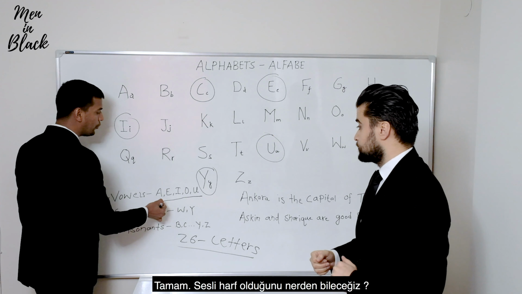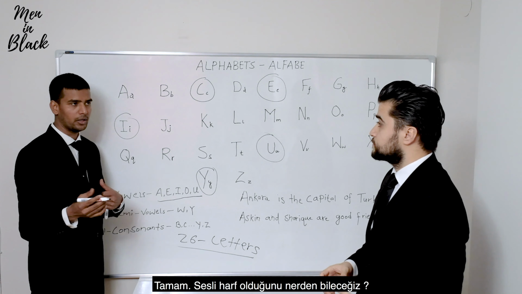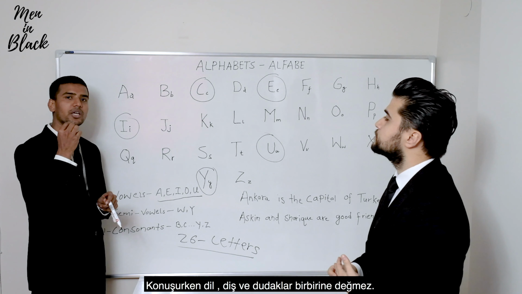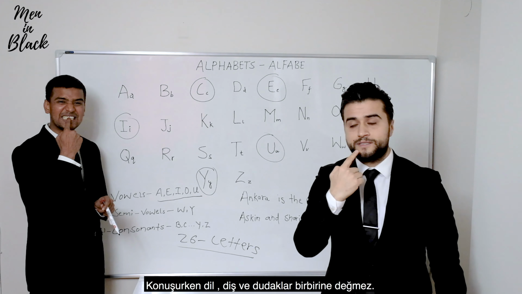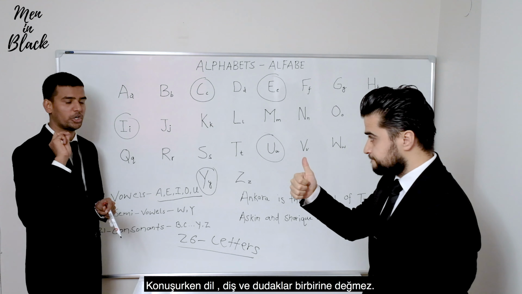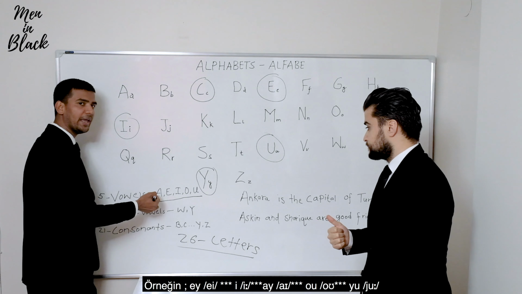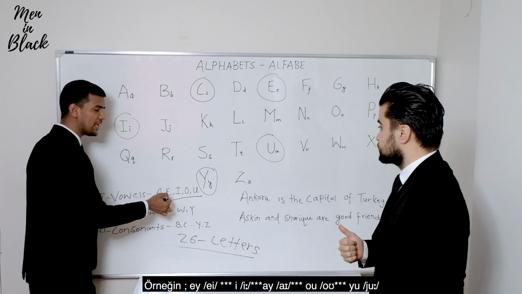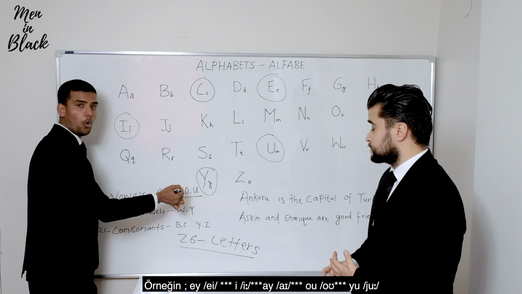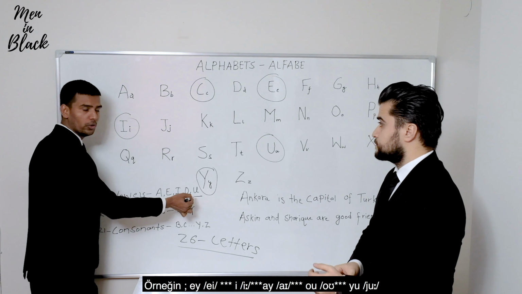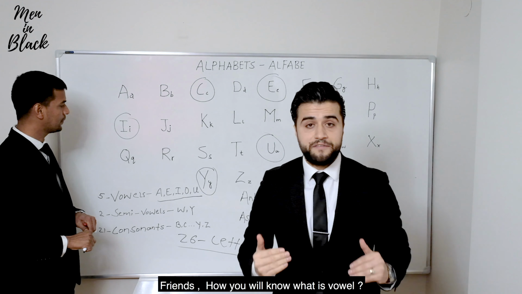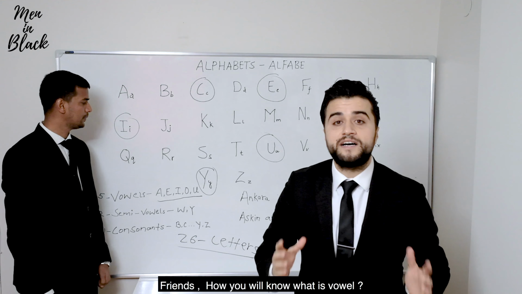Okay, how will you know what is a vowel? When you speak, your tongue, teeth and lips will not touch. For example, A, it's not touching. E, I, O, U.